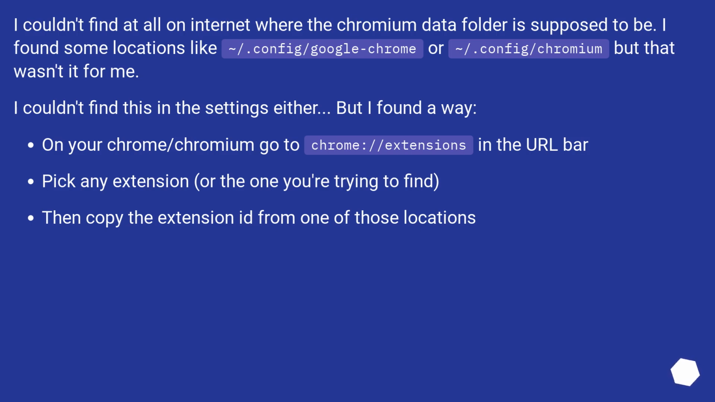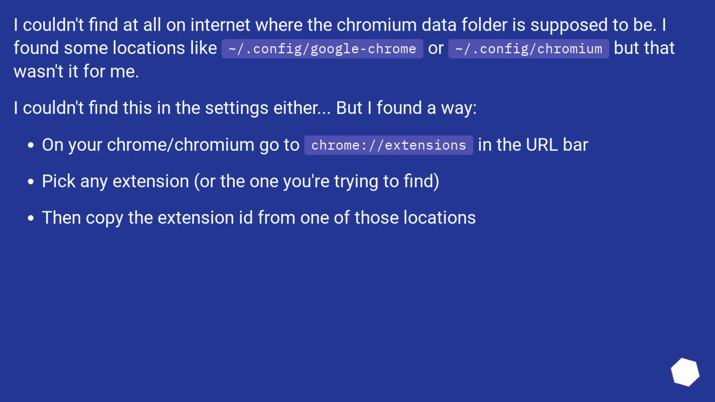I couldn't find at all on the internet where the Chromium data folder is supposed to be. I found some locations like ~/.config/Google Chrome or ~/.config/Chromium, but that wasn't it for me. I couldn't find this in the settings either, but I found a way.